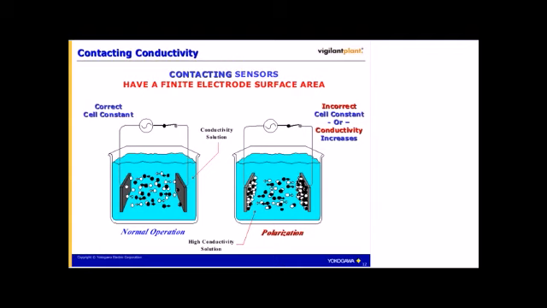So how do we prevent this? Well, first off, always select the correct sensor cell constant. Increase maintenance to clean the electrodes if you're in a highly conductive solution, because coating can build up on the electrodes, covering some of the surface area, which will lead to this problem. Or you could use inductive sensors.